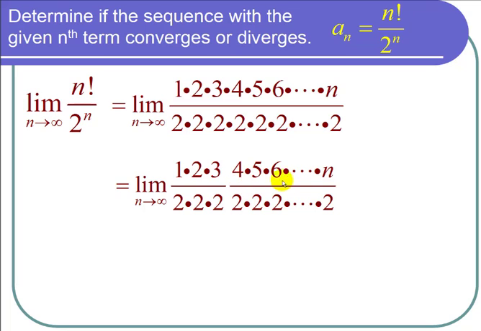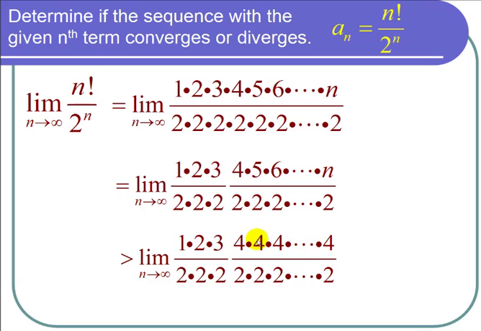And I'm going to replace all those numbers by the number 4. And I can say that 4 times 5 times 6 times all the way to n is greater than 4 times 4 times 4 times all the way to 4. So the reason I did that is 4 divided by 2 is a real nice number. That's just 2. So each of these numbers become 2. And what I get is 1 times 2 times 3 over 2 times 2 times 2. That's just 3/4. And then each of these 4 over 2s are 2s.